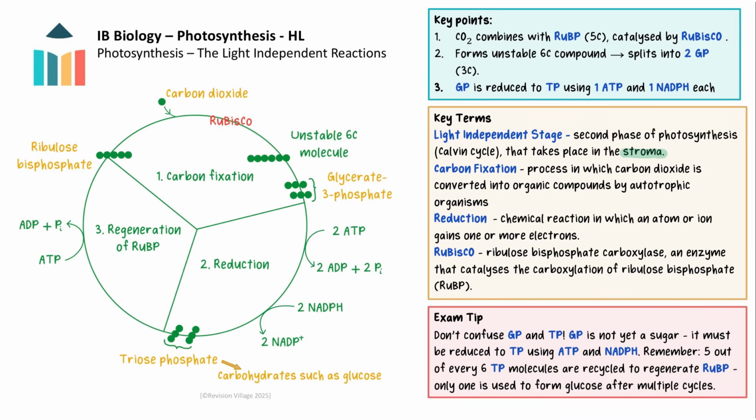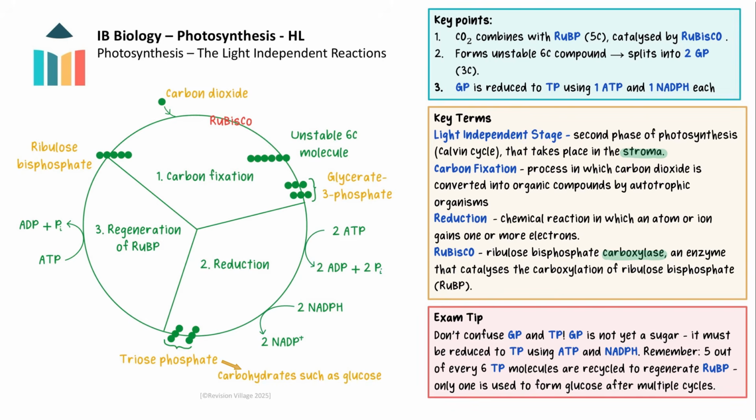During the light-independent stage, the carbon dioxide that is diffused in through the stomata of the leaf combines with the 5-carbon molecule ribulose bisphosphate, otherwise known as RuBP. This reaction is catalysed by rubisco, a carboxylase enzyme, and it results in an unstable 6-carbon molecule being formed, which then splits into 2 molecules of the 3-carbon molecule glycerate 3-phosphate, GP.